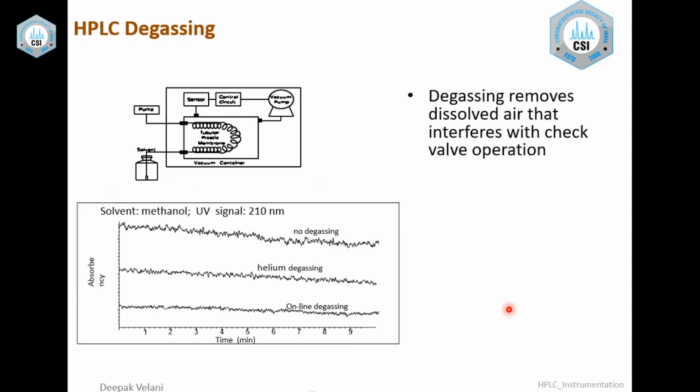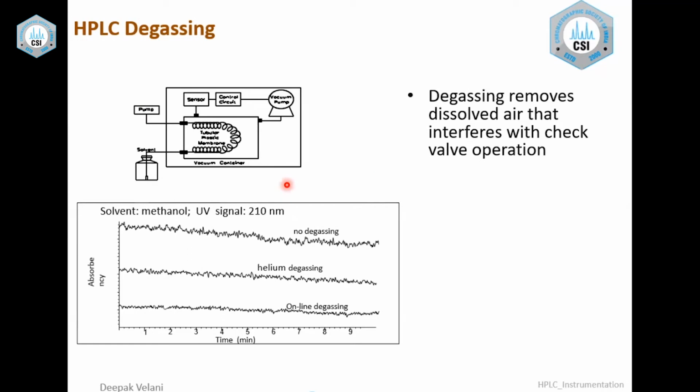Okay, coming to the degasser. What does the degasser do? A degasser is nothing but a vacuum chamber with a micro-permeable polymeric tube through which the solvent passes on its way to the pump. This vacuum chamber takes away all the air present in the liquid. You can see the vacuum pump and everything in the degasser, and then degassed solvent comes into the pump.